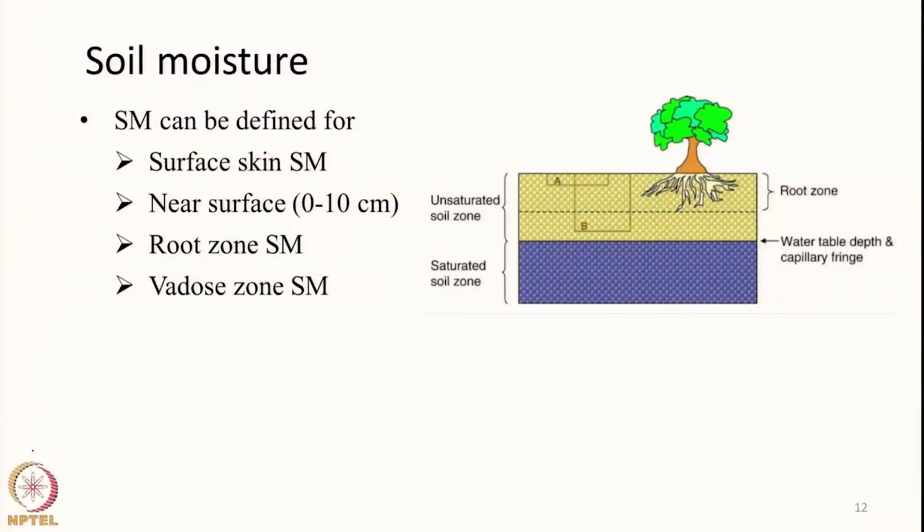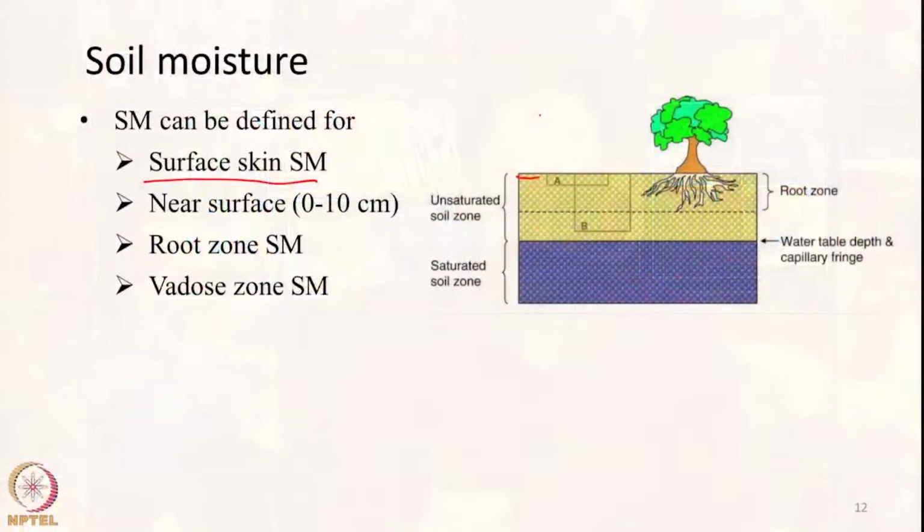The soil moisture can be defined as surface or skin soil moisture, like only at the surface. Say you are just touching the surface without going in, how wet you feel is an indicator of surface soil moisture, the skin soil moisture you can call. Or you can estimate soil moisture at the near surface, with respect to say 0 to 5 centimeter or 0 to 10 centimeter depth, some small depth of soil. So, that we call near surface soil moisture.